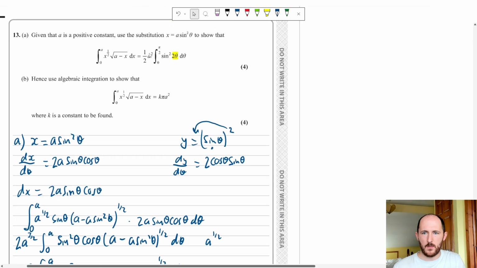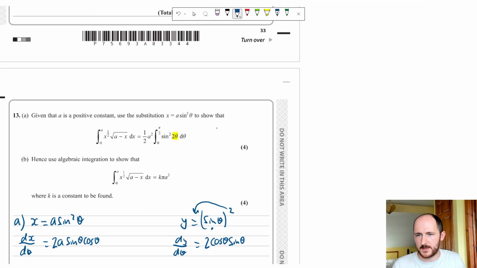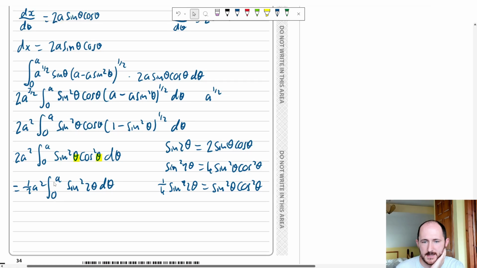So when x equals 0, let's sub them in up here, for example. If we have 0 equals a sine squared theta, we can just cancel out the a. So sine squared theta equals 0. Square root both sides. We have sine theta equals 0. When does that happen? That happens when theta equals 0. So the bottom limit stays the same.